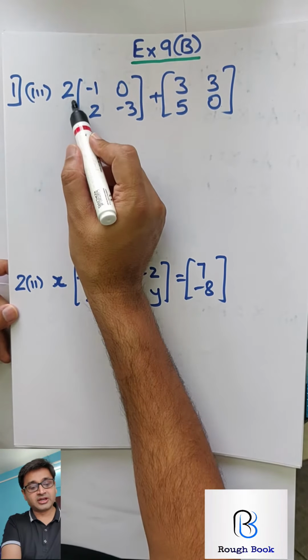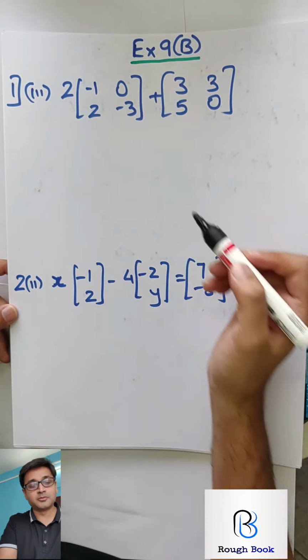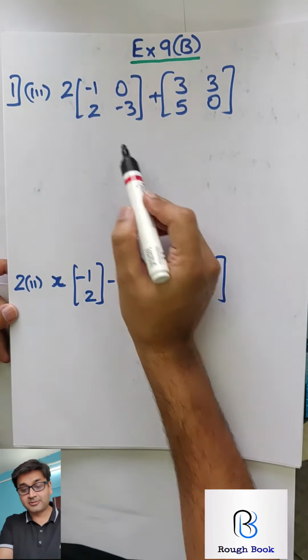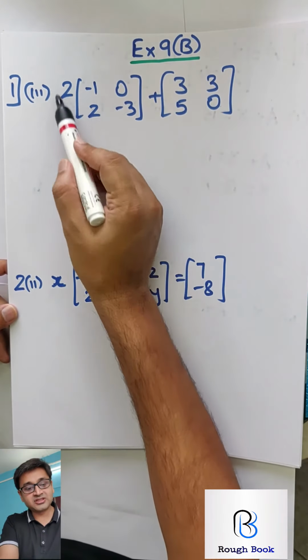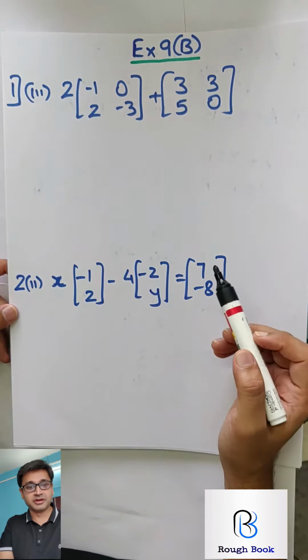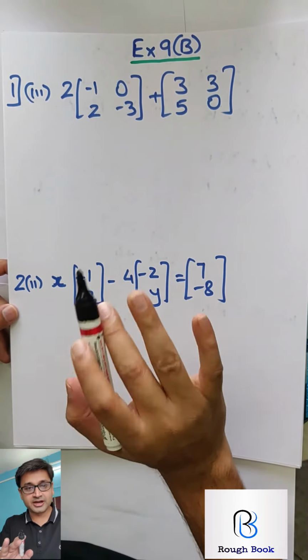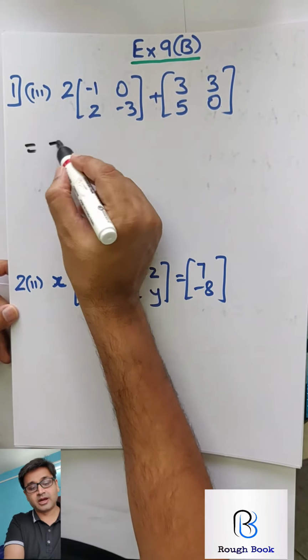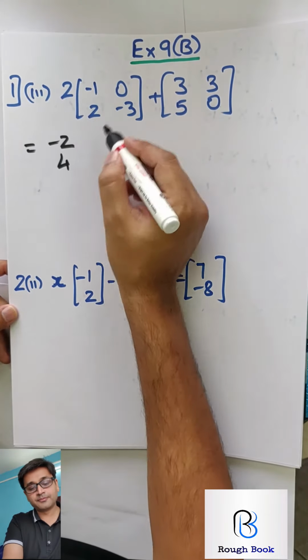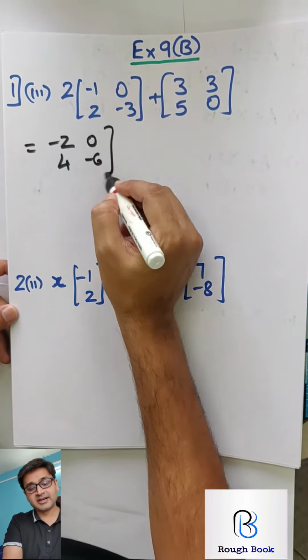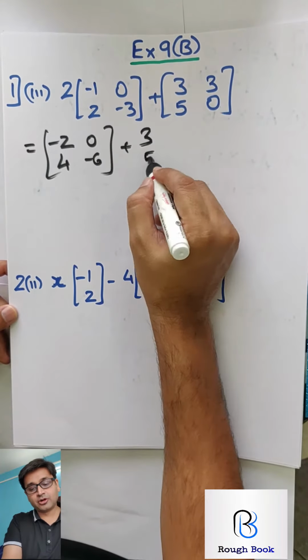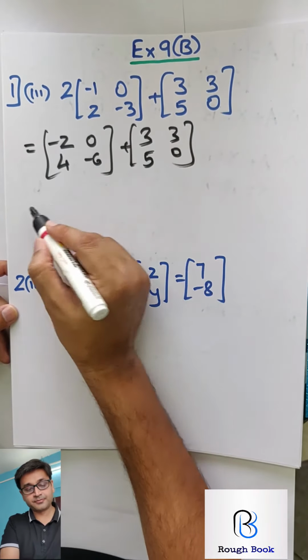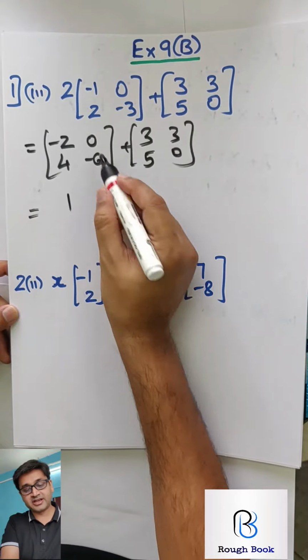Now if the number is outside, you have to multiply all the terms by this number. This is not multiplication of matrices. This is just multiplication of one element with the matrix. Okay, so multiplication is yet to come in the third exercise. So let's insert 2 inside. So minus 2, 4, 0, minus 6. And now the normal addition subtraction method. So I'll get minus 2 plus 3 as 1.